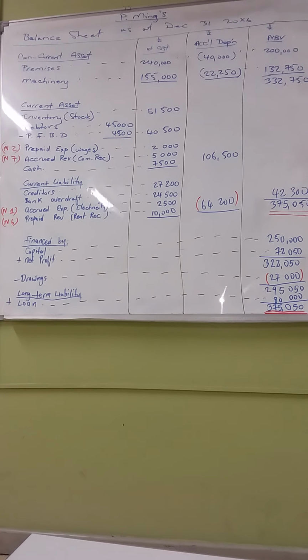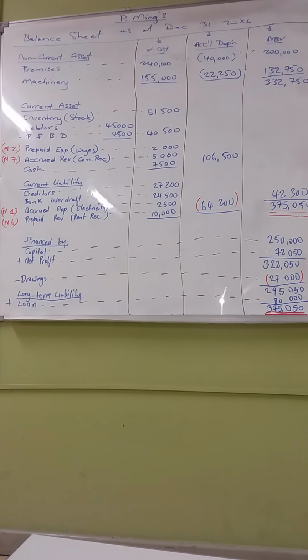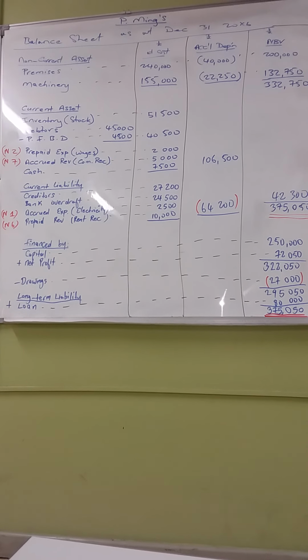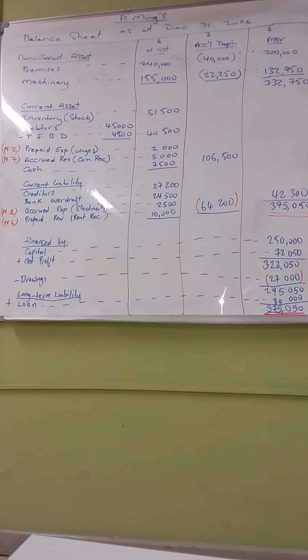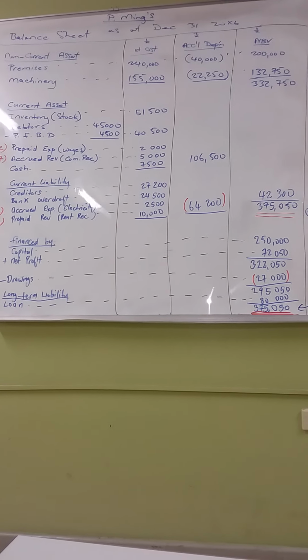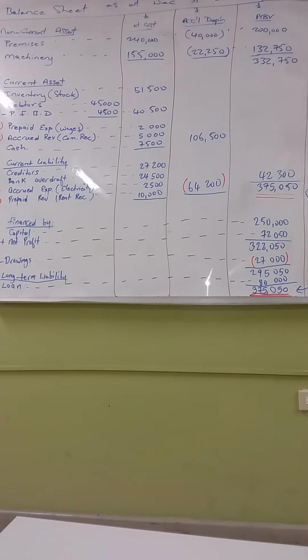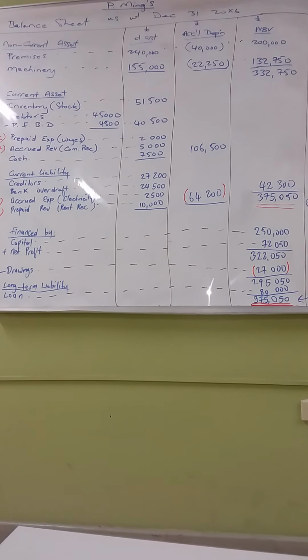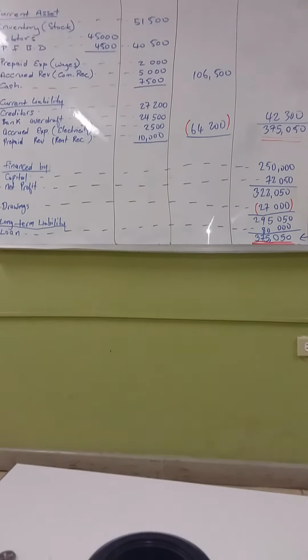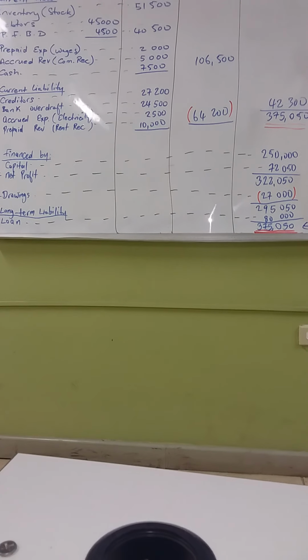Where is it coming from? This is coming from your income statement. So the last figure that you would have calculated in your income statement, that 72,050 is the same figure you carry back here in your balance sheet. It is added. When you add it, you get $322,050.